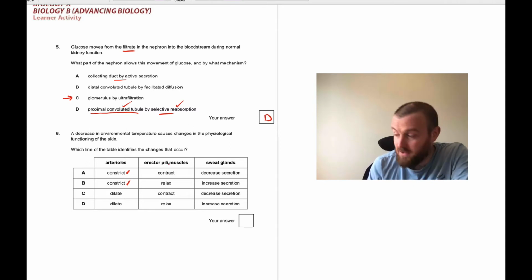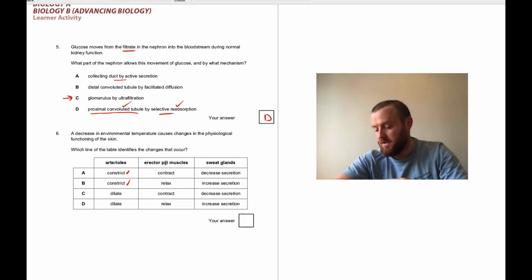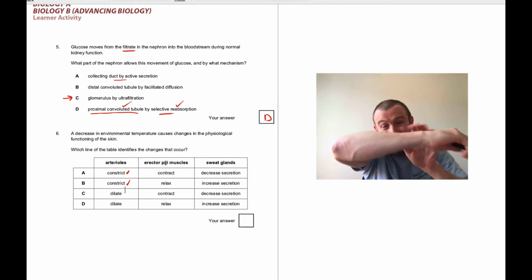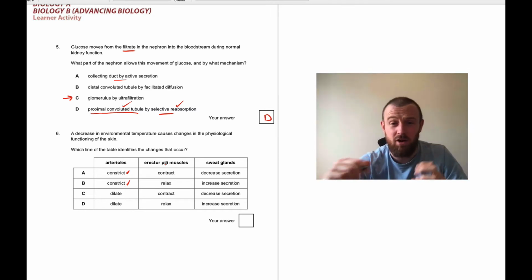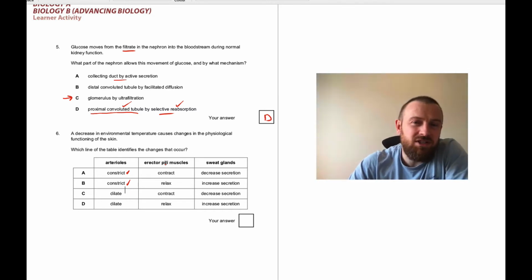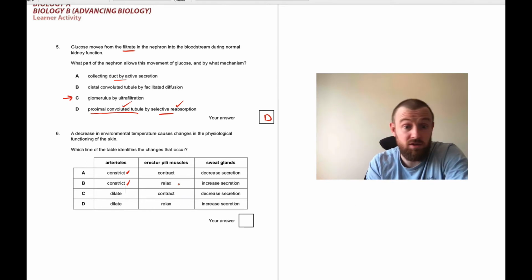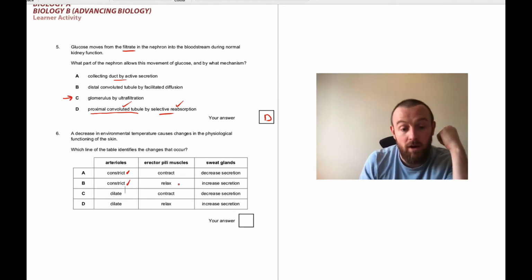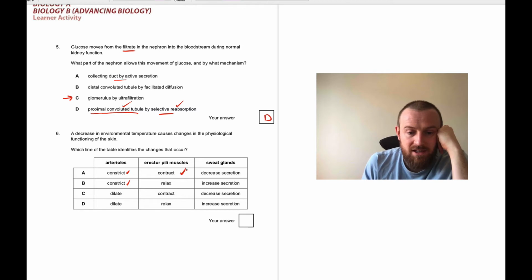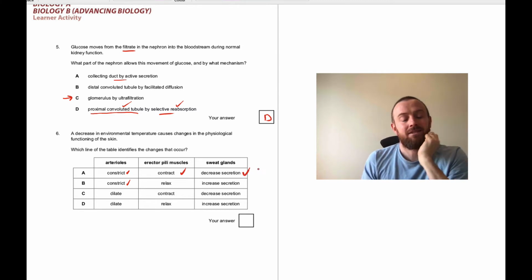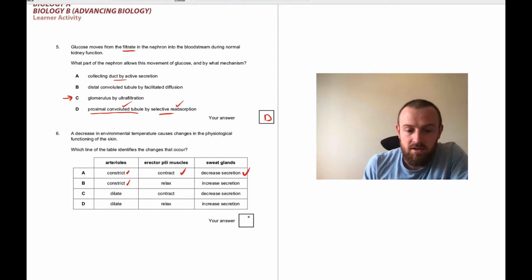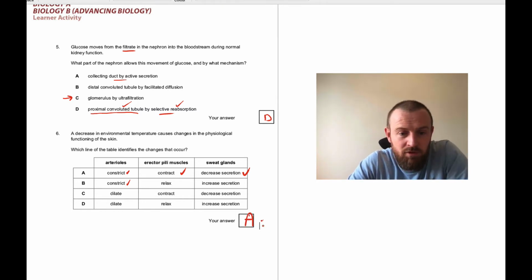Erector pili muscles. These are the things that give you goosebumps. These are the things that make your hair stand up. You probably can't see the hair on my arm, but in really cold conditions, they stand up. Doesn't really do much, but it's a kind of response that used to do much when we had more hair, when we were closer in appearance to chimpanzees than we are now. So those are going to contract, and sweat glands are going to decrease sweating because you don't want to sweat when it's really cold outside. So therefore, the answer is A. Moving on, 7.